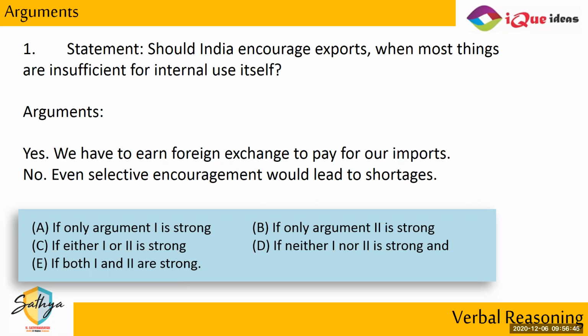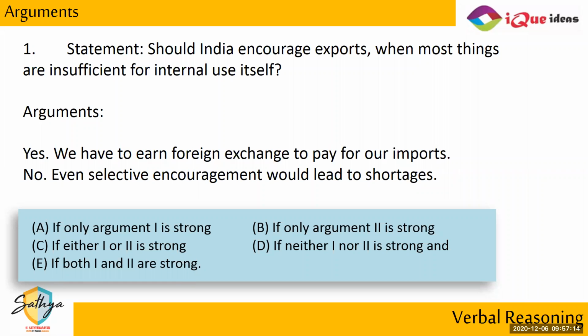And selective encouragement means allowing some of them to be exported. So what's the problem in allowing those items to be exported which are there in surplus? It does not say allow everything. It says selective encouragement. So will selective encouragement necessarily lead to shortages? No. If we encourage only those items which are there in excess in the country, then we are not going to have a shortage of that item.